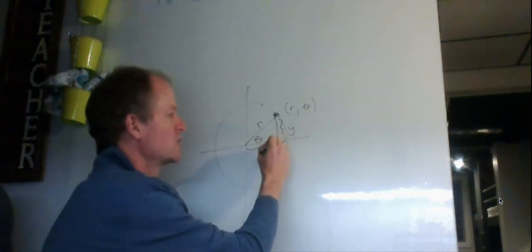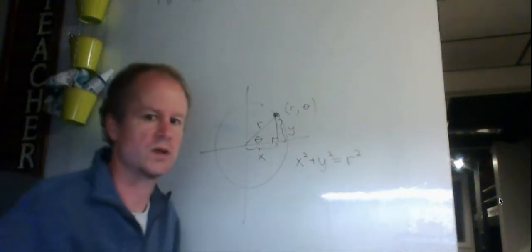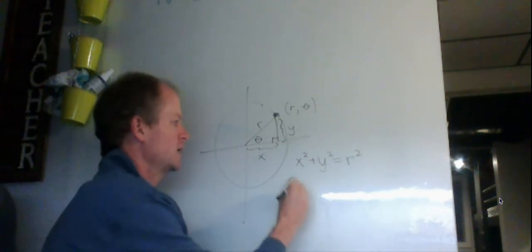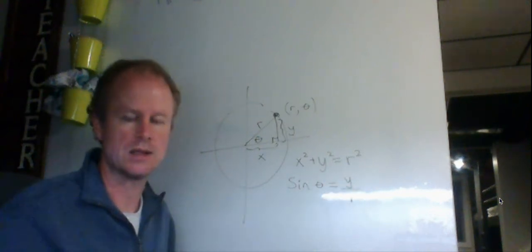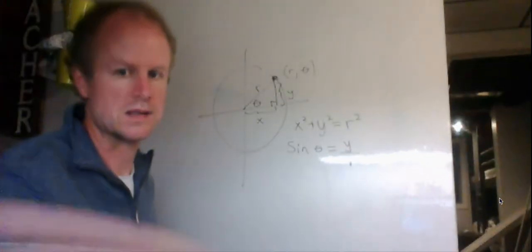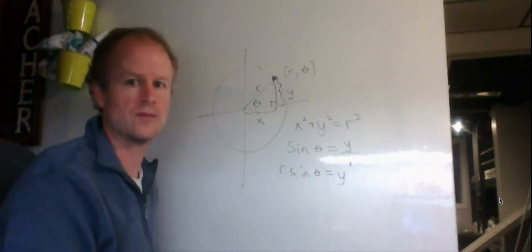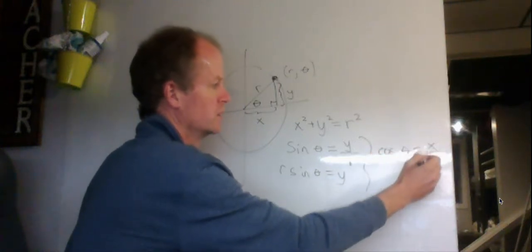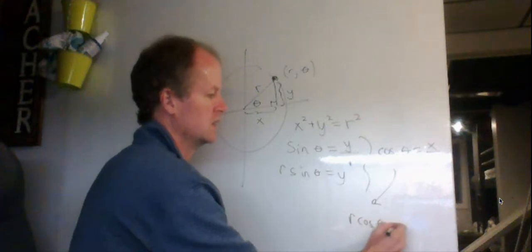We know this is a right triangle, so x squared plus y squared has to equal r squared. That's relationship number one. We also know that sine of theta is y over r. So since sine of theta is y over r, r times the sine of theta has to equal y. We could do the same with cosine: cosine of theta is x over r. Therefore, r cosine of theta is x.